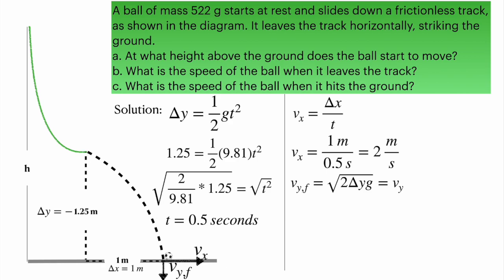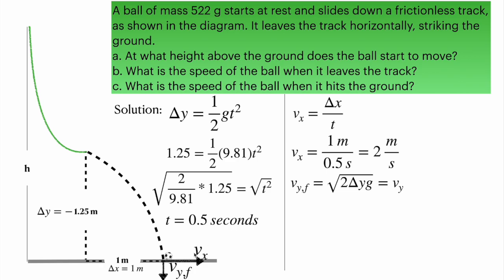This is coming from the equation Vy final squared equals Vy initial squared plus 2 delta y g. Vy initial is 0, so that term vanishes. We just have these two terms. Now we take the square root of both sides. Because we took the square root of both sides, you will end up with plus minus right here.